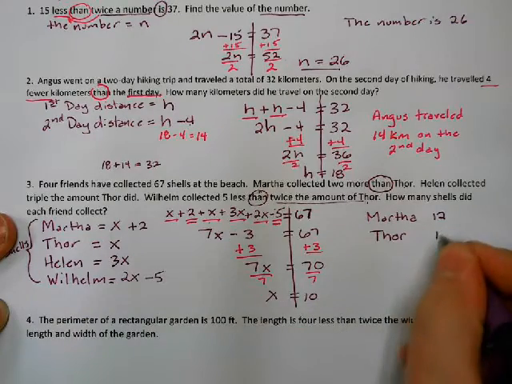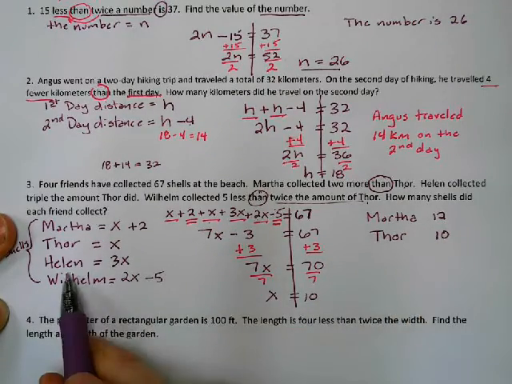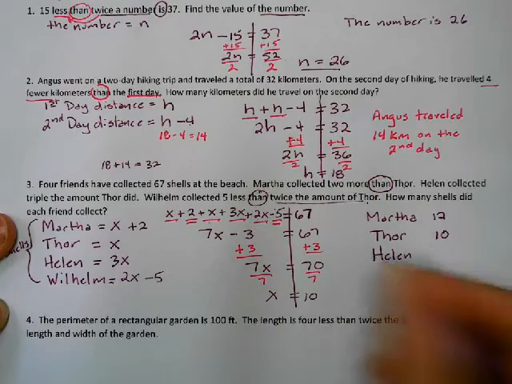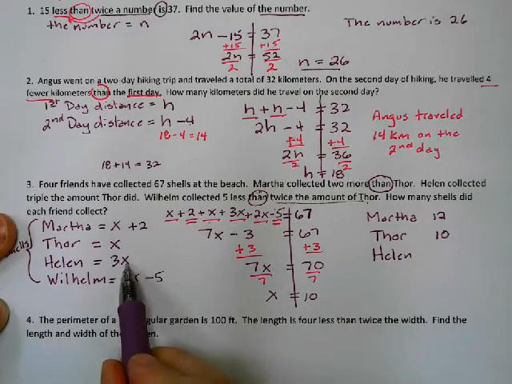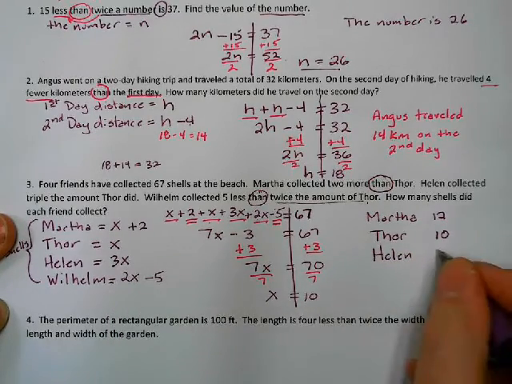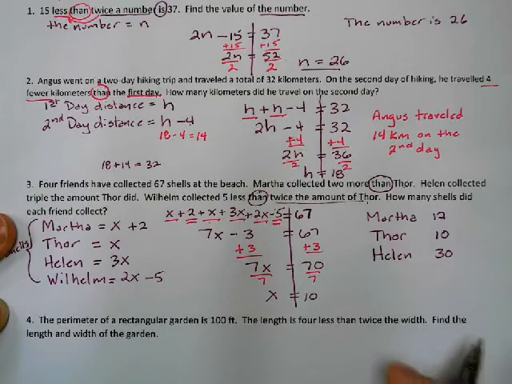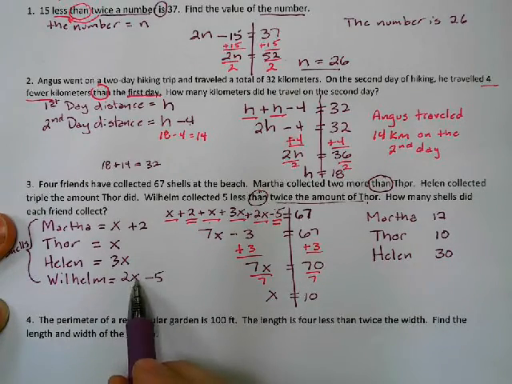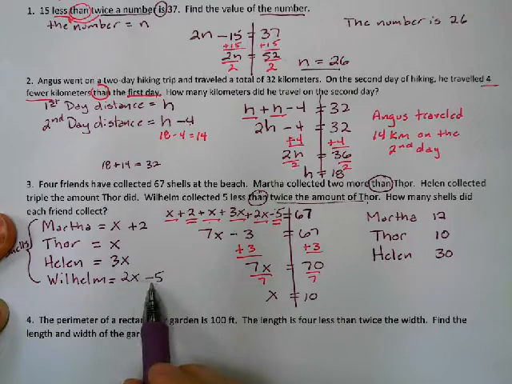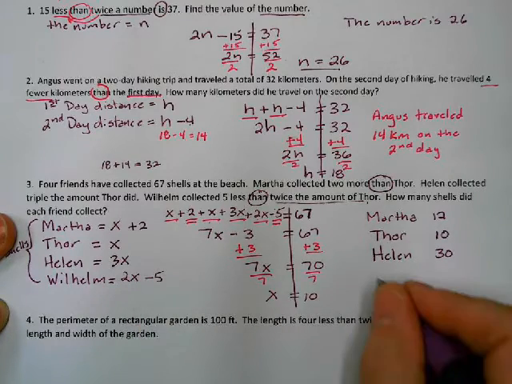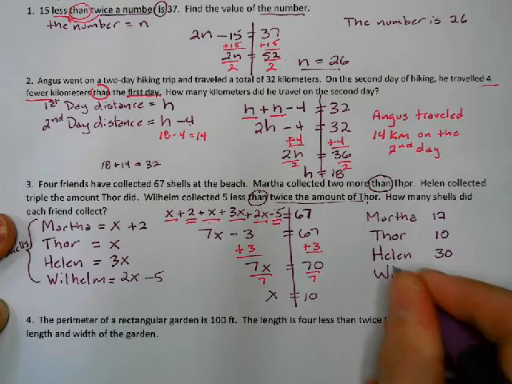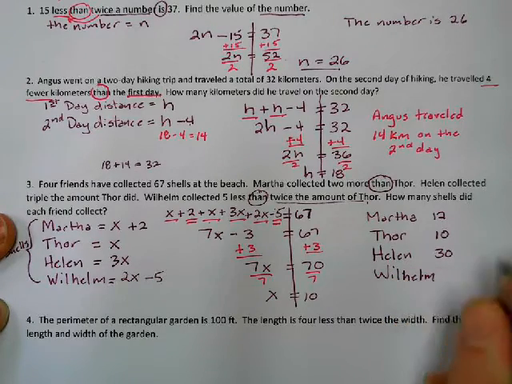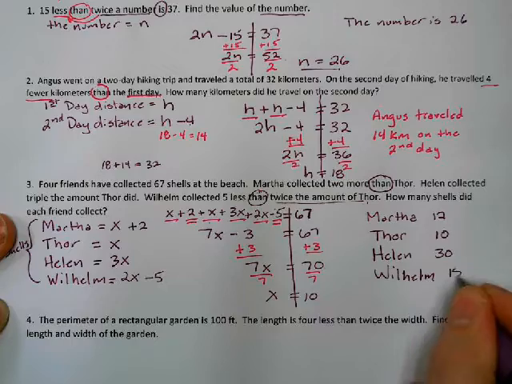Helen, she did 3 times x. That's 3 times 10. Helen is 30. Wilhelm, we do 2 times 10. That's 20. 20 minus 5 is 15. Wilhelm is 15. Now we're going to make sure that the answer makes sense.